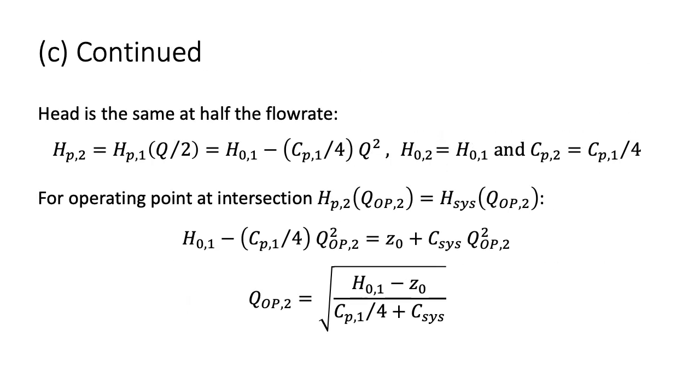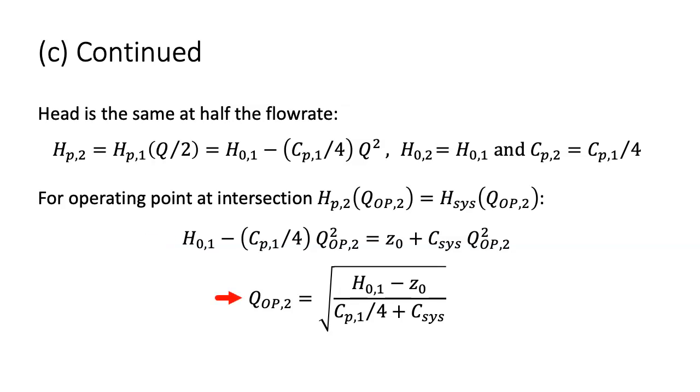Thus, to get the pump head curve for two pumps in parallel, indicated by the subscript 2, we set it equal to the pump head curve for a single pump operating at half the flow rate, indicated by the subscript 1. This results in double the flow rate at each pump head. Then, to get our new operating point for two pumps in parallel, we solve for the intersection of the pump and the system curves by setting these two functions equal to each other.